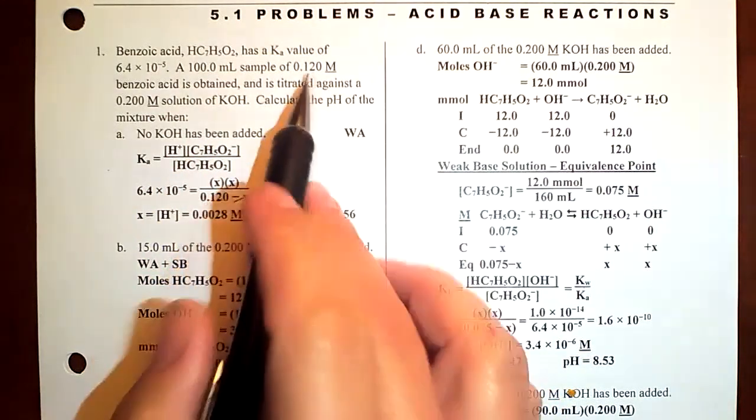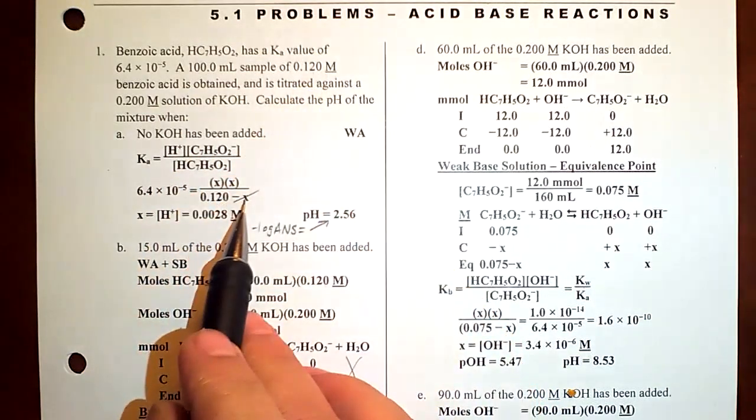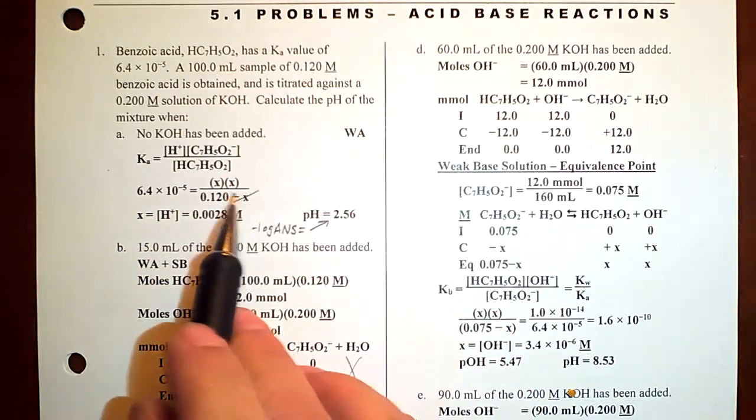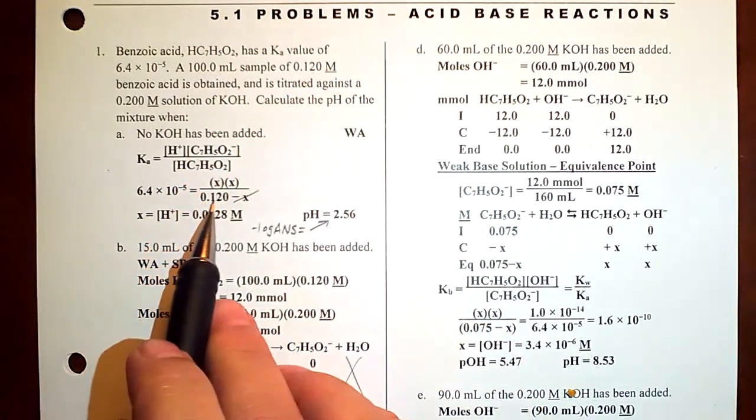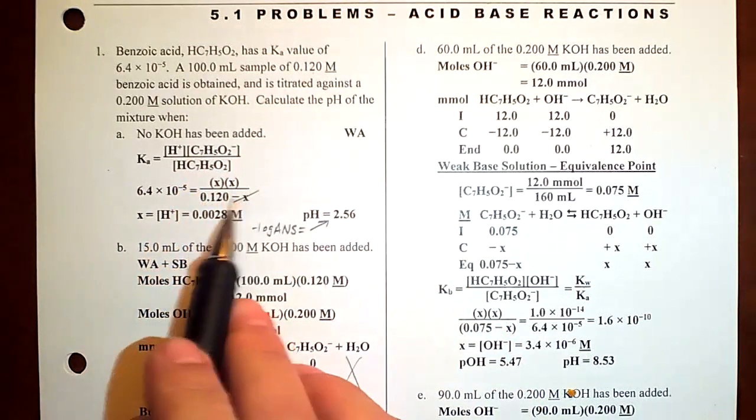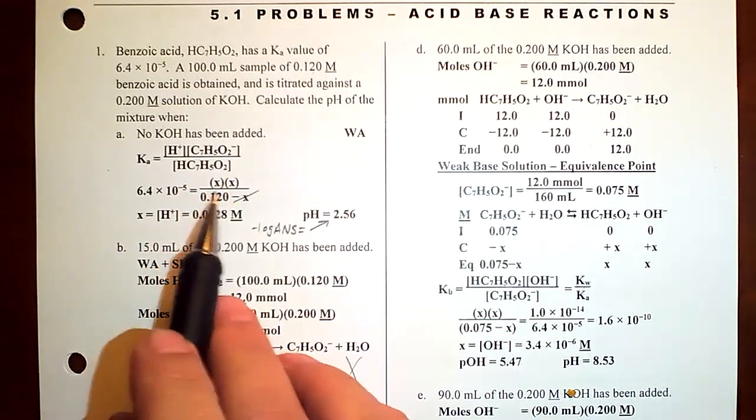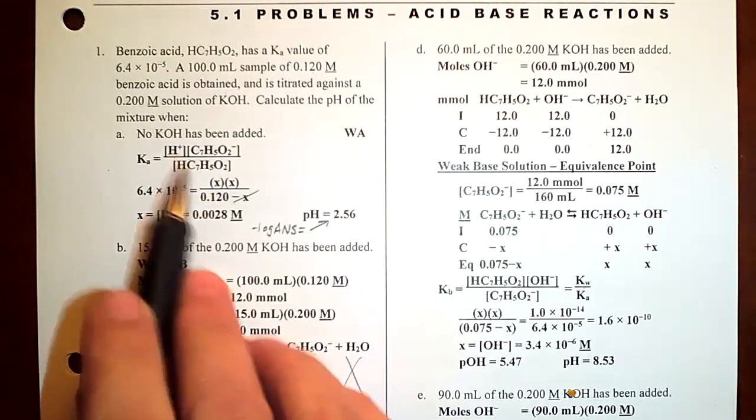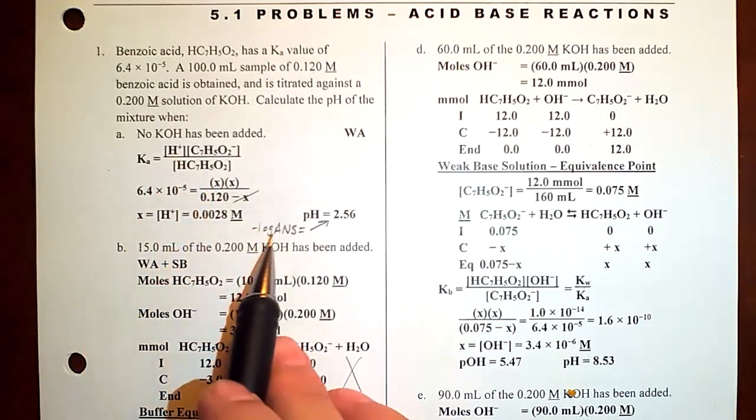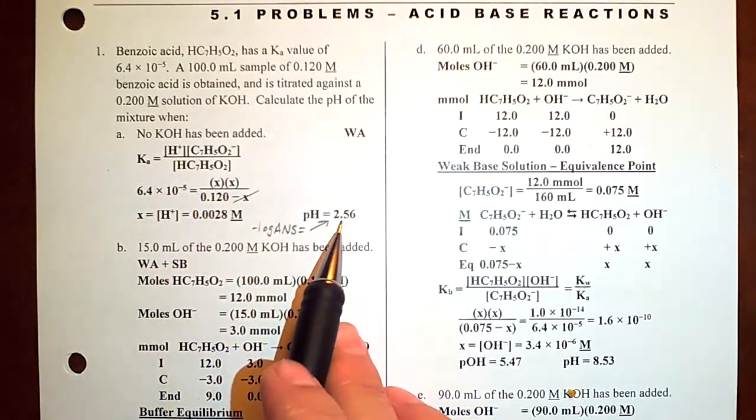We'll take the original molarity and lose the unknown X amount, but Ka is still small enough compared to the molarities involved that we can cross out minus X. It won't change the 0.120 enough to matter. Solve for X, and X is the H plus, remember? So we can take negative log of that and get pH.